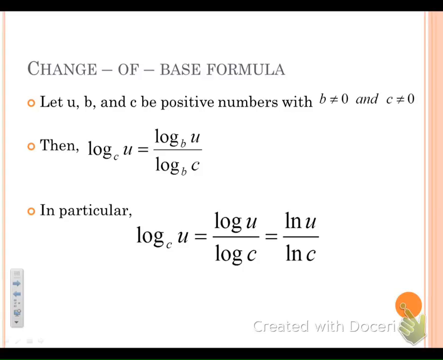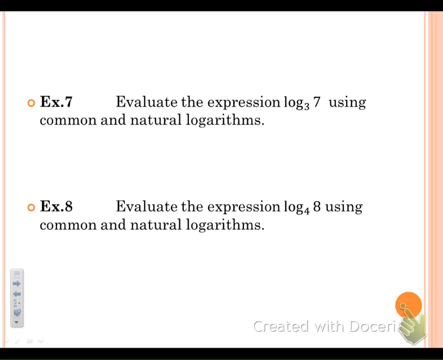If you let u, b, and c be positive numbers, and there's a typo on my PowerPoint, where b is not 1 and c is not 1, then we can take log of any base with any argument and make it a log with the same base of the argument divided by log base b of the old base. Here's why we really need it: so that we can use our common log button or our natural log button on our calculator. We're going to evaluate these using the change of base formula.